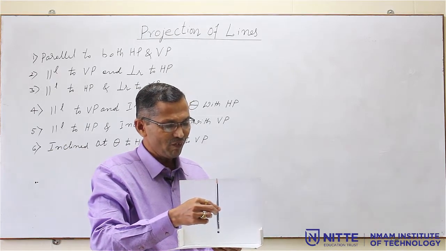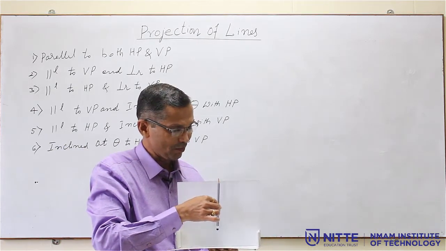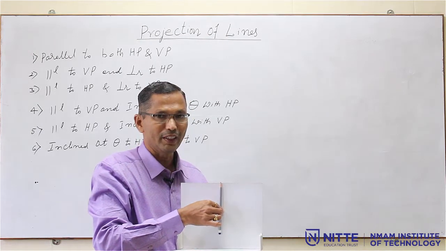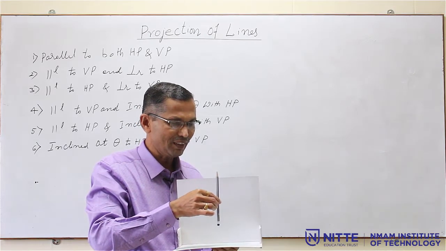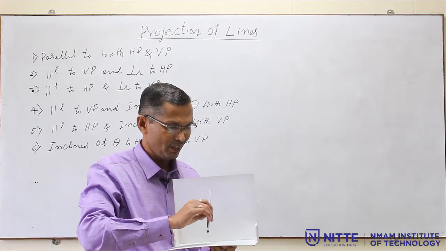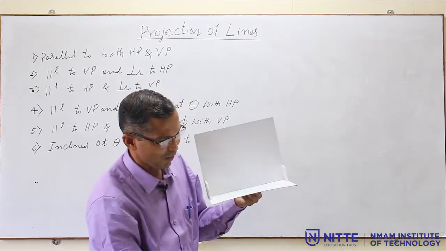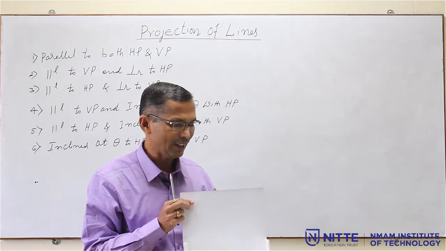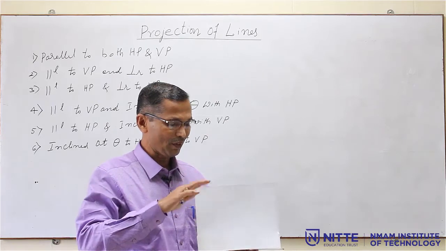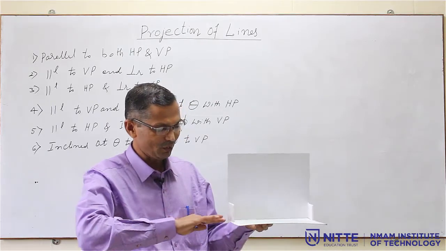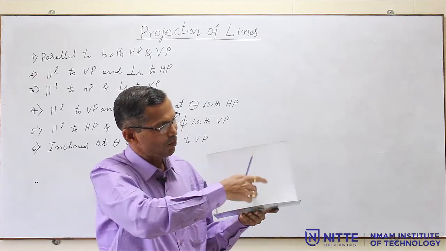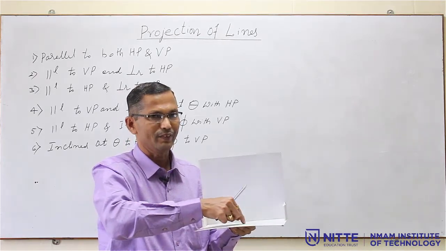Now, what is the front view? The front view will be the same line of 100 mm length, that is a true length. Then what is the top view of this? The top view is a point on the ground here. Now, if I rotate this, the point will move down, VP is as it is, I have to move the HP down. So, as I have rotated in the projection of points chapter, here also I have to rotate like that, so that this HP will move down. So, there will be a line here and there will be a point here.